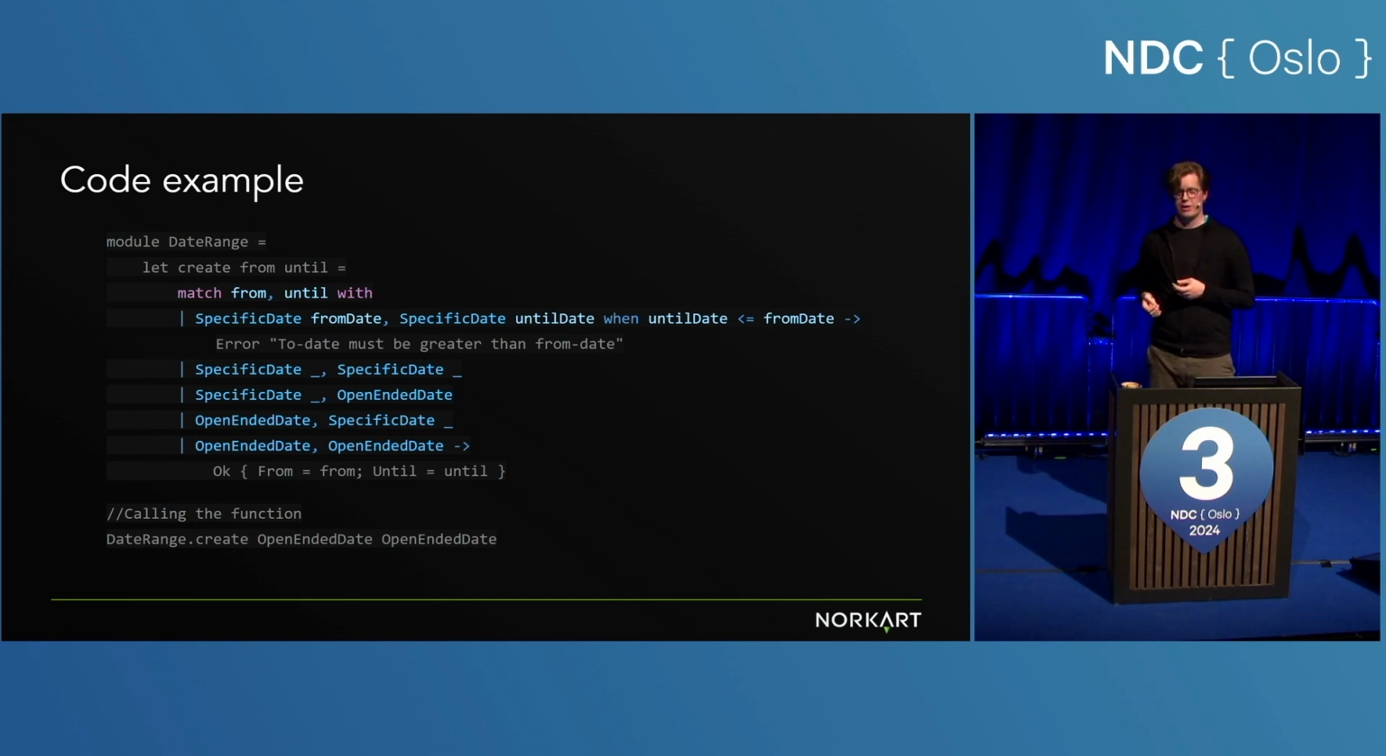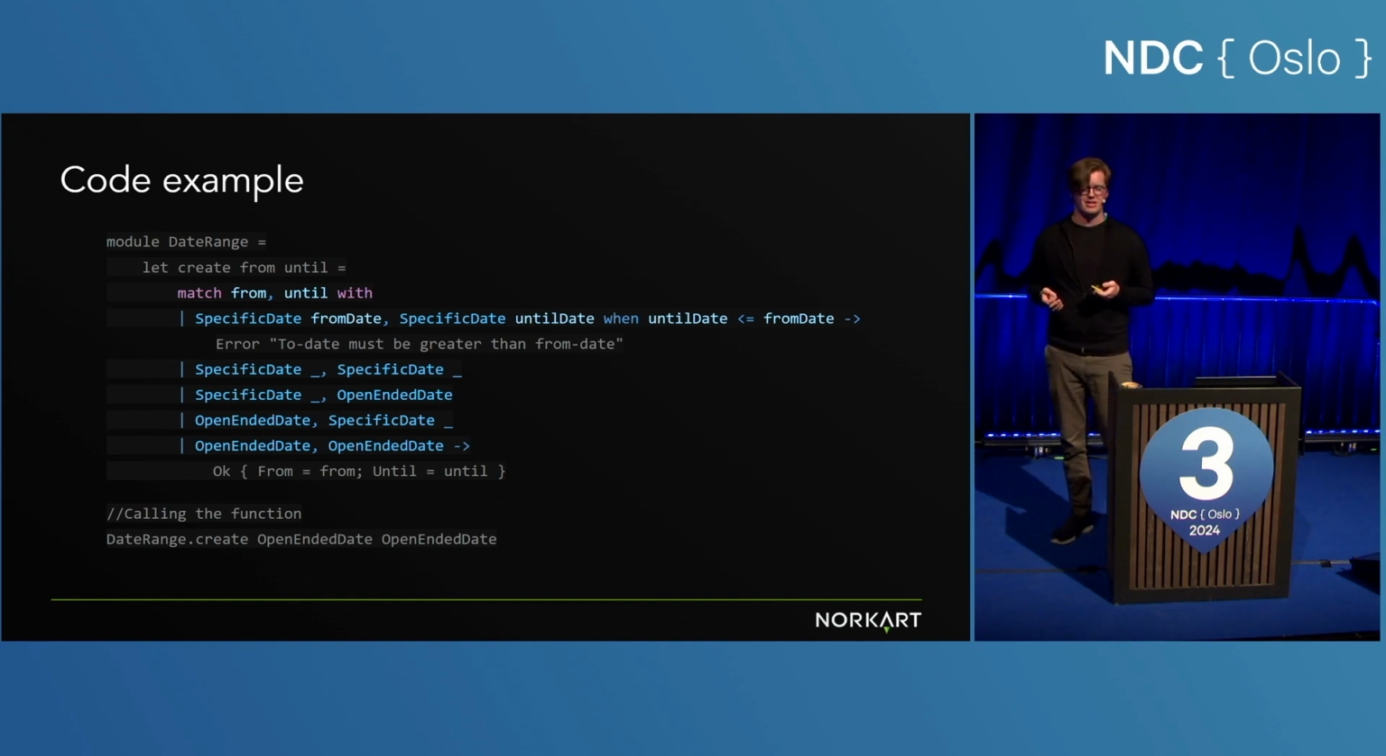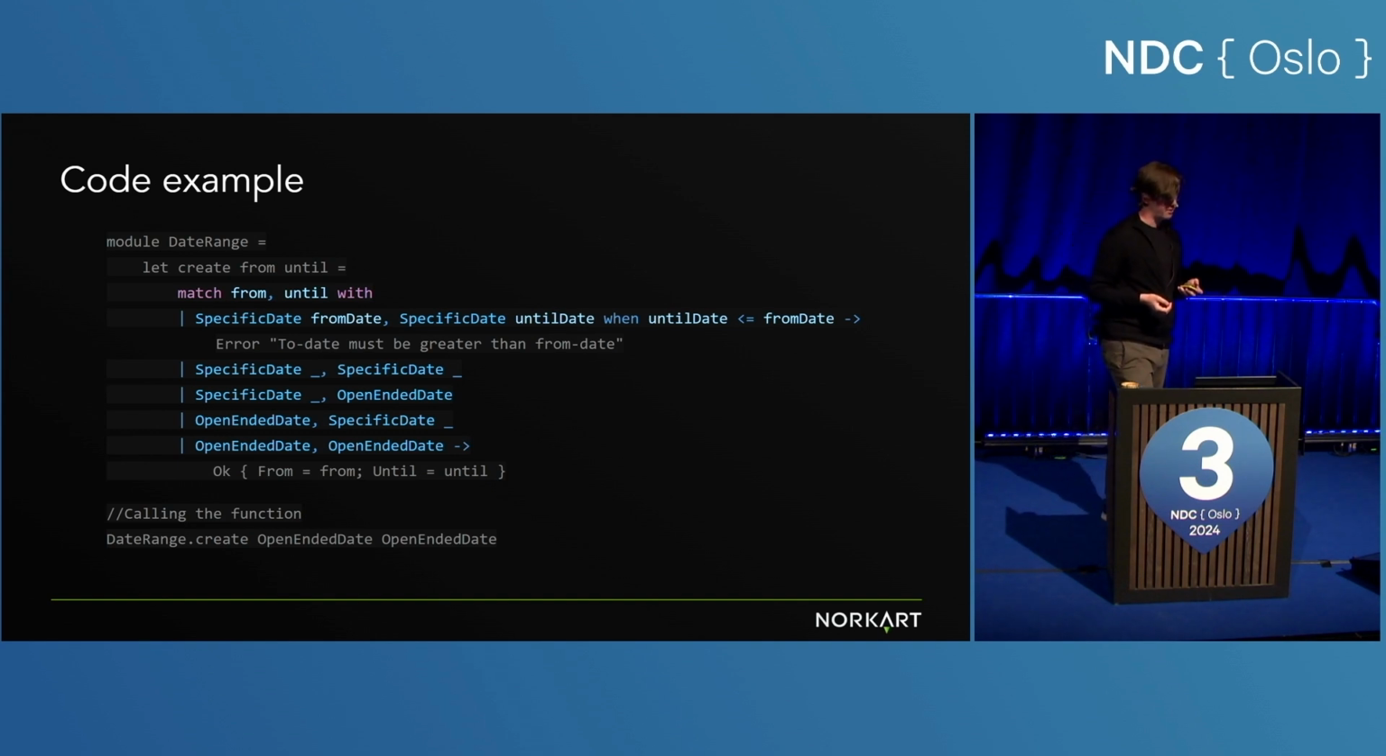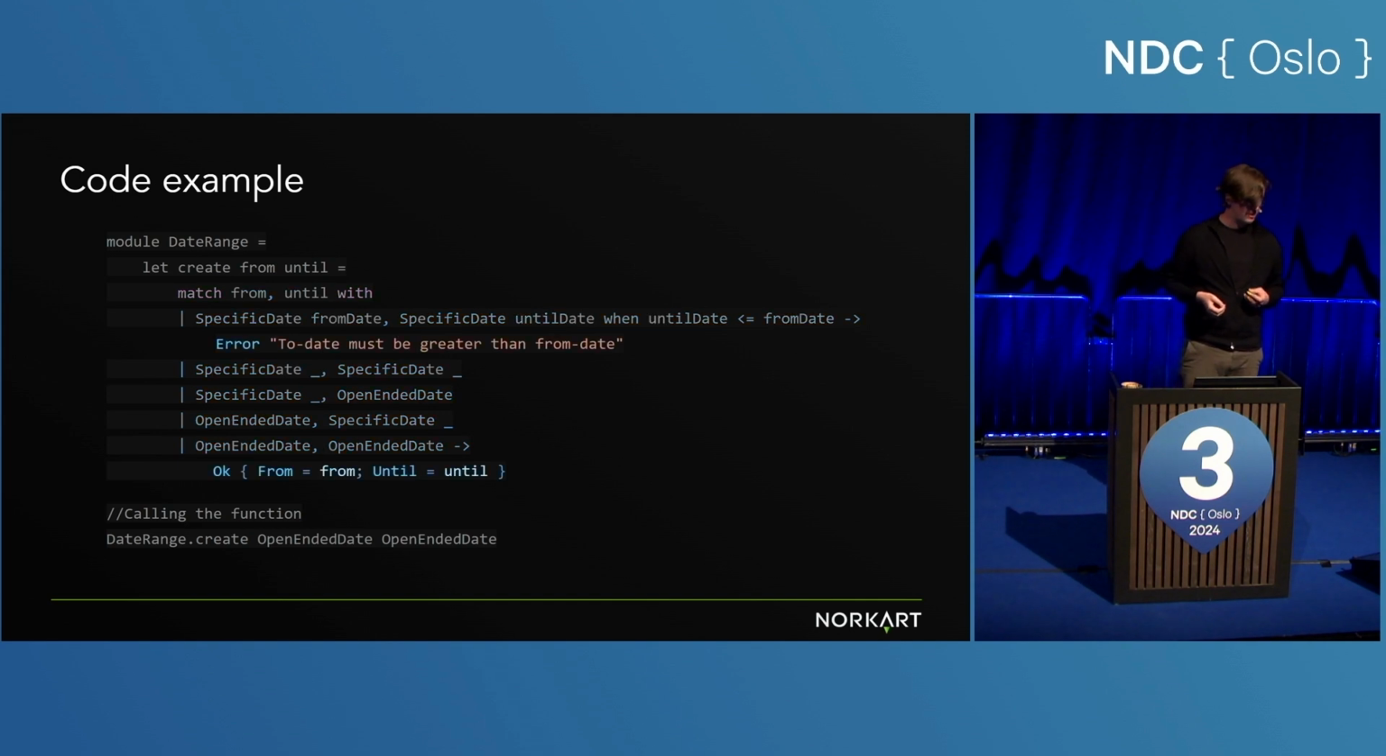Where we have one way to handle the first instance, and the rest of them fall down to the OK case. I would encourage you to use this kind of structure in your code, where you can be more explicit about what you're trying to achieve. So these are higher abstractions than if you do the if-then kind of stuff, but you are much closer to your domain language here. Given that you have a specific date and a specific date, and then the until date is before the from date, well, then you have an error. The to date must be greater than the from date.